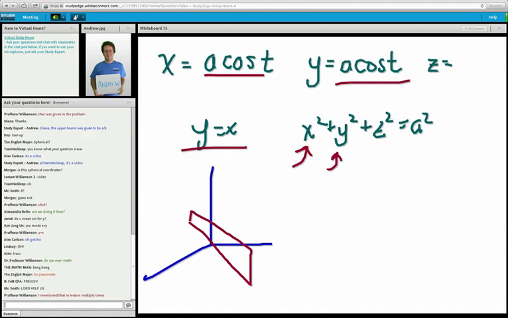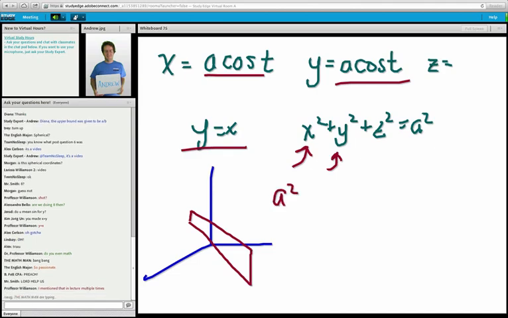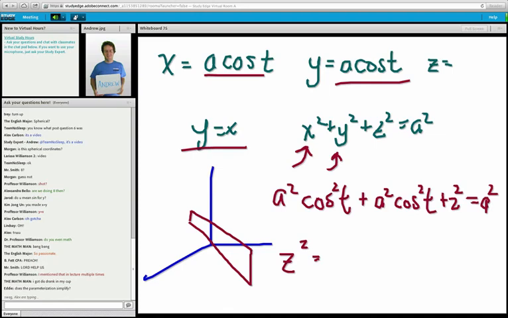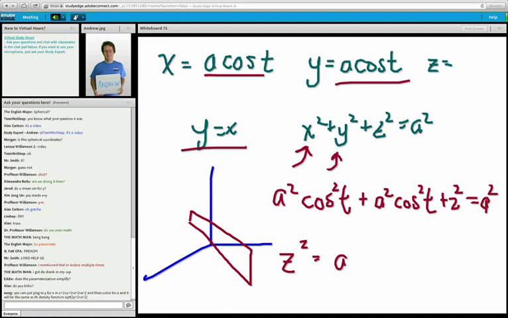If I take a cosine t and plug them in for x and y, I get a squared cosine squared t plus a squared cosine squared t plus z squared equals a squared. Right now, it's not looking good for us, because if I rewrite this to have z squared and subtract the a squared cosine squared terms over, I get a squared minus 2a squared cosine squared t. It looks good, but it could be better.